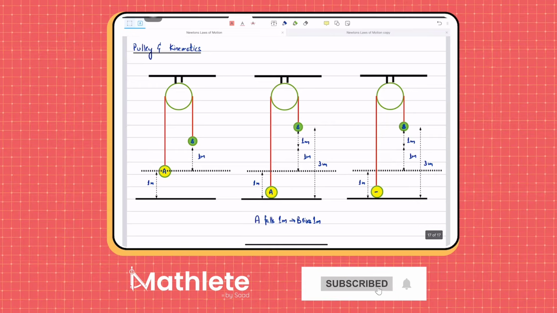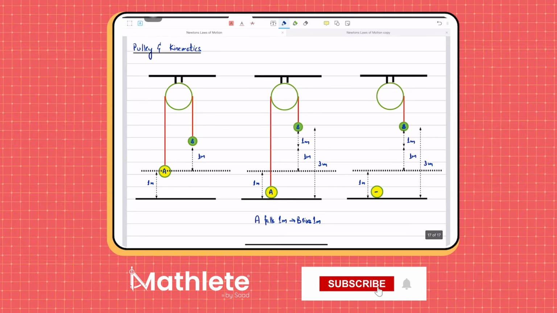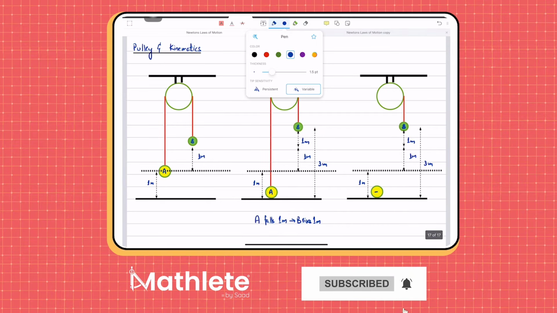Correct. Then as soon as A hits the ground, the string becomes slack momentarily. And what will happen to B as a result? See, A can't go further down. A has hit the ground, it can't go further down. But what will happen to B? Think about it. Try and recall the video that you just saw. What happens to B? B rises further.